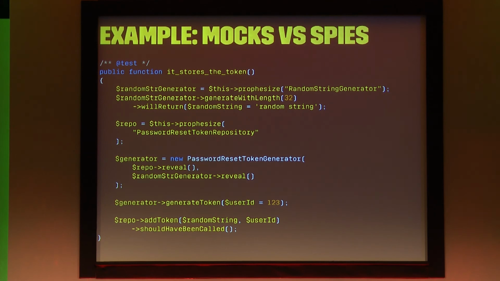Switching to SPIES is actually really easy. We just moved this expectation from further up. We said the repo was expecting to receive the add method. Now we're just going to verify at the end that it received the add method. But the nice thing about the SPIES is we didn't know what the random string was going to be. So we couldn't predict ahead of time what that random string was going to be. Now we're doing it down at the bottom, we could, because the actual SUT returns that string.